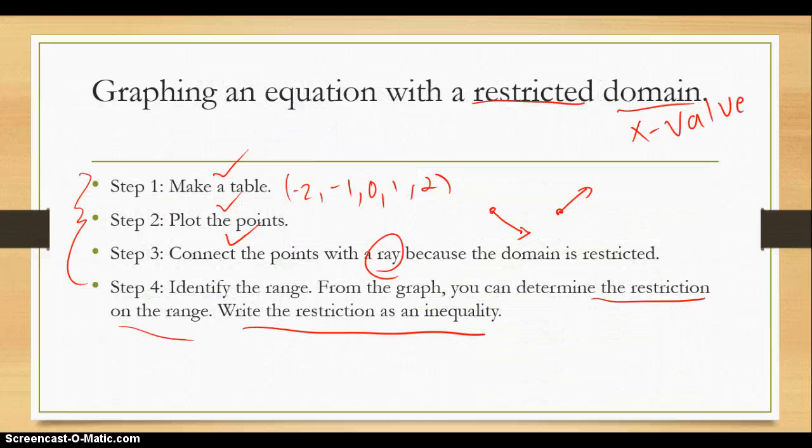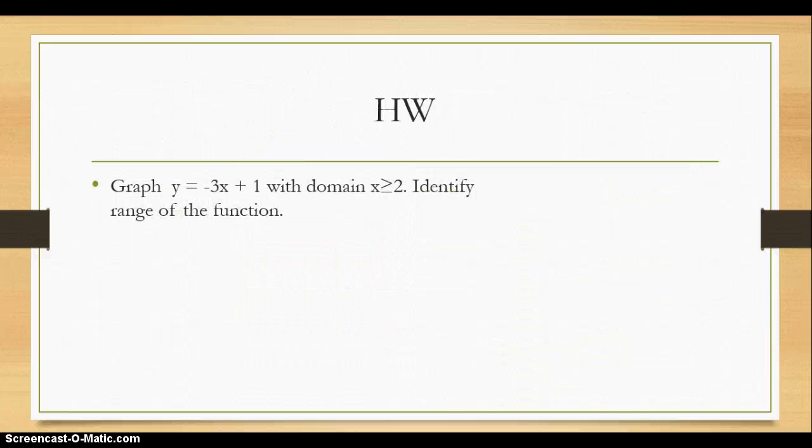So go back to these steps. Have these down in your notes so when you work on this homework problem, you can go through step 1, create the table, step 2, plot the points, number 3, connect the ray. Make sure the table is based on what our restriction is on the domain. That's very important. Then identify the range of the function. So go through all those steps to answer this homework problem.